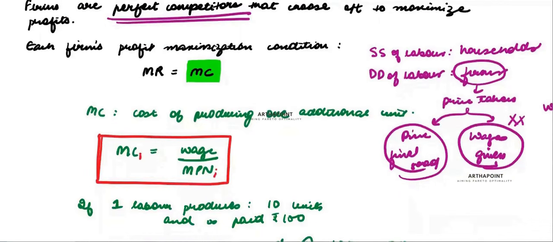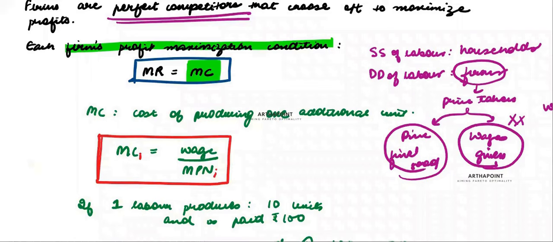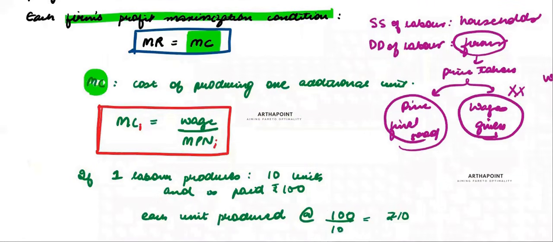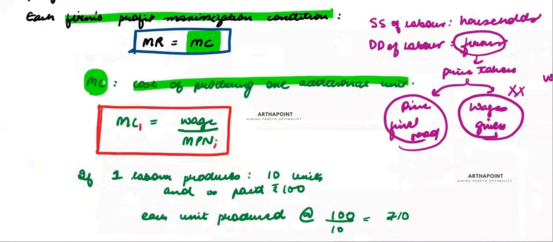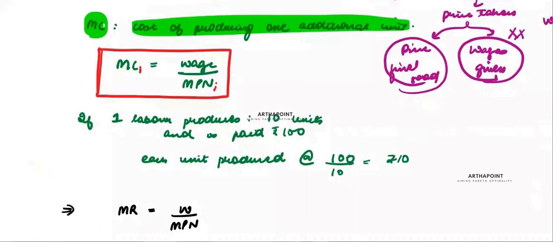Now, we know that the profit maximization condition of a firm is where MR is equal to MC. This is where firms would maximize their profit. Now let's go ahead and check this. Marginal cost is given by the cost of producing one additional unit. So now just try and see here. We are saying that the cost of producing one additional unit is given by wage divided by marginal product of labor.